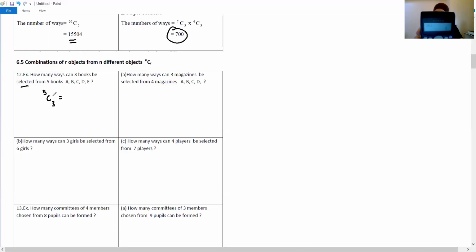5C3. Guys, this is how you press the calculator and equal. The answer? 10. The answer is 10. Settle. Okay, next example. How many ways can 3 magazines be selected from 4 magazines A, B, C, D? So that means available is 4, and we want to choose 3. So 4C3. The answer will be 4. There are 4 ways to choose.